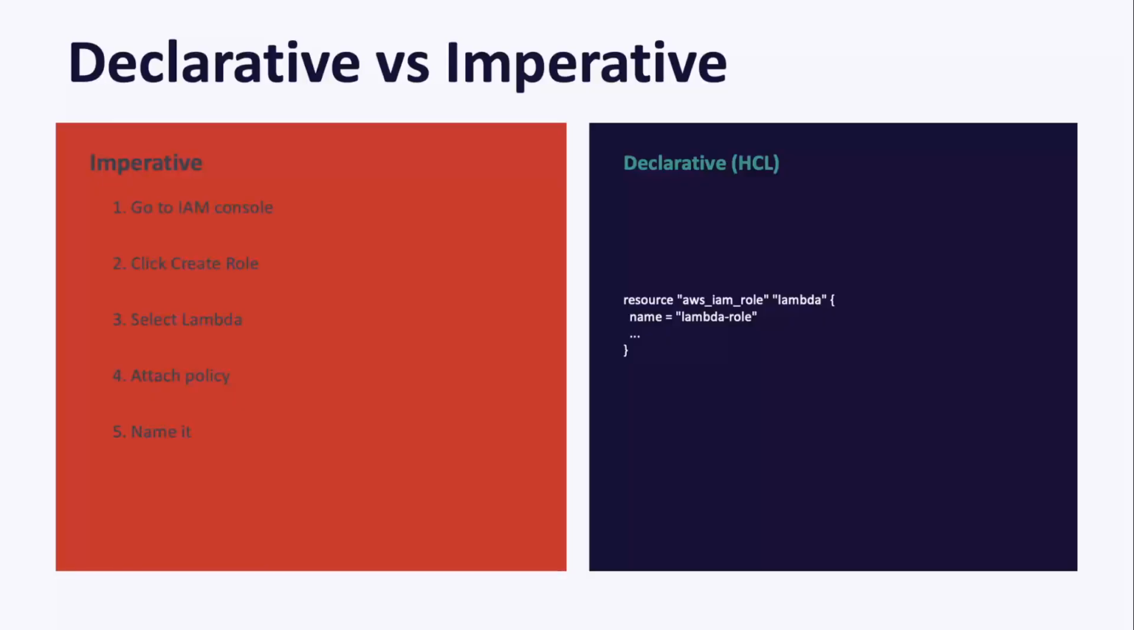Compare that to an imperative approach, where you'd write: go to the IAM console, click Create Role, select Lambda as the trusted service, attach this policy. That's instructions. In Terraform, you just say, I want an IAM role with these properties. Terraform reads your configuration and checks what already exists in your AWS account, figures out the difference, and then creates, updates, or deletes resources to match your desired state.